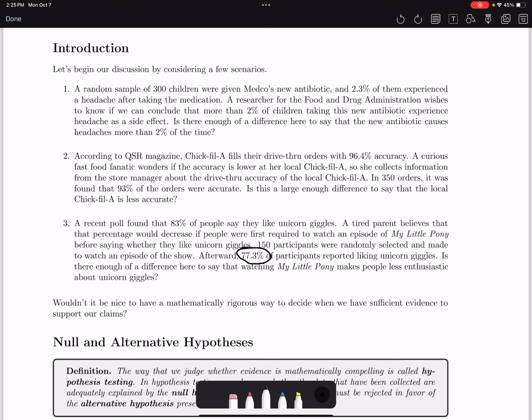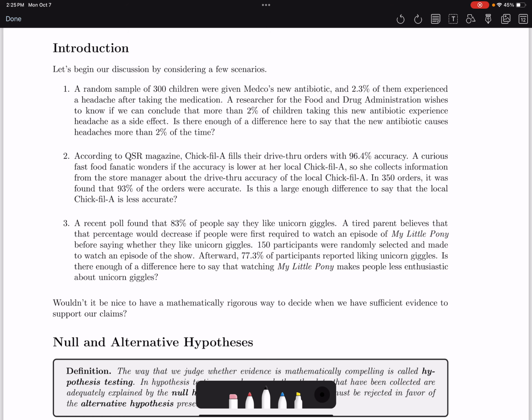77.3% of patients reported liking unicorn giggles. Is there enough of a difference here to say that watching My Little Pony makes people less enthusiastic about unicorn giggles? Okay, well, so there we have, like, a 5.7% difference. I think I did that math right. You should double check me. But I think that's a 5.7% difference. So that's a larger difference even than number 2. So now maybe we're getting somewhere.